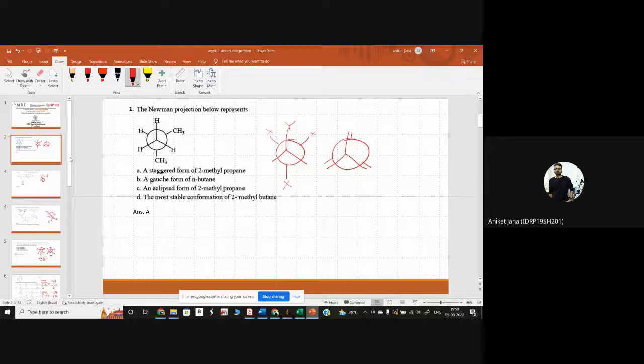Sir, as a beginner, can you suggest a book for stereochemistry which I can read and understand? For stereochemistry, you can follow the book by Nasipuri. Nasipuri is a very good book. It is written in simple language, and you can understand the language of this book. Okay, sir.